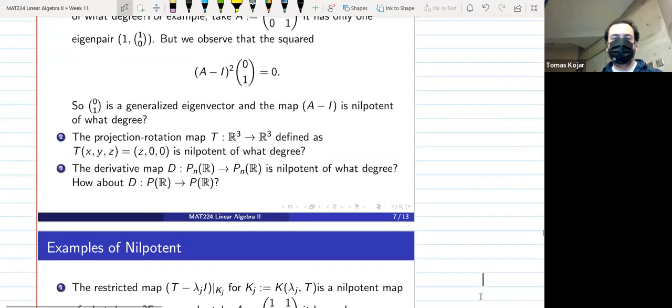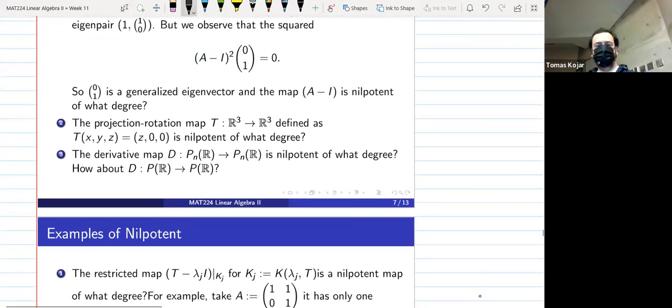So we talked about that. Oh, what about this guy? Can you tell me the nilpotency degree for this? Is there one? Does it have a nilpotent degree? So what is the definition of nilpotent? Yeah, enough times, not enough times to infinity.